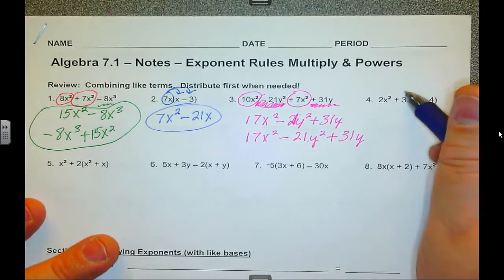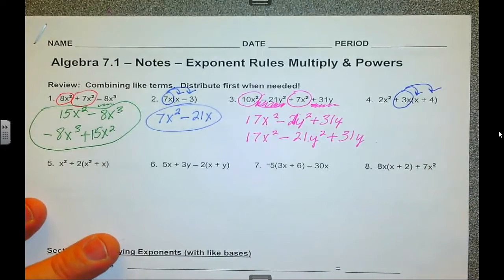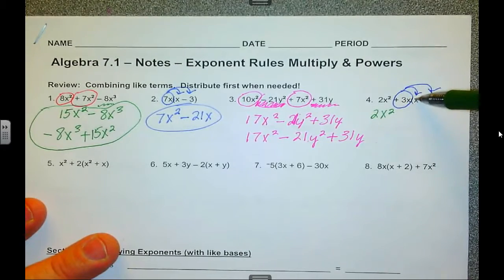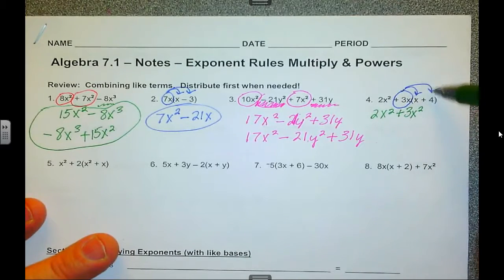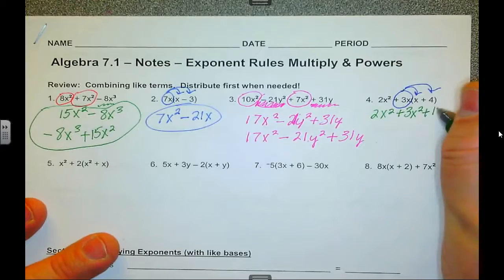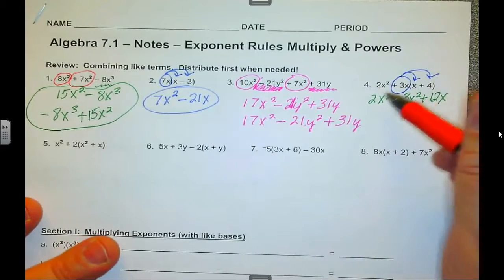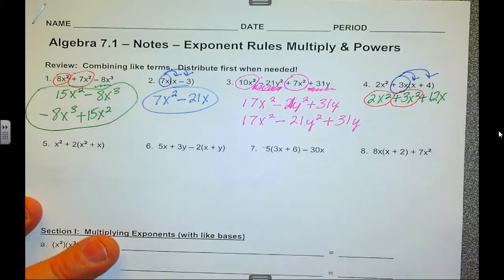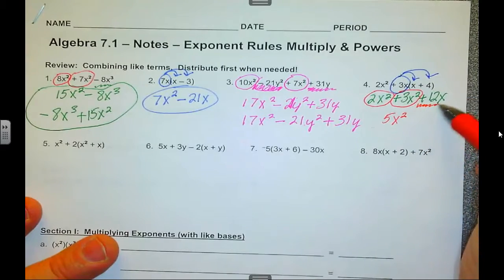Okay, be careful here. This is the number out in front of the parentheses that I'm going to distribute. I'm not going to do anything to the 2x squared. Plus 3x times x. Plus 3x squared, good. 3x times 4. 12x. Combine like terms. I have 2 x's here, an x squared, and I have an x squared here. Good. 5x squared. And this is what I have left.